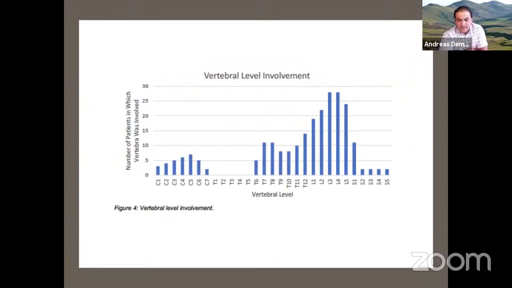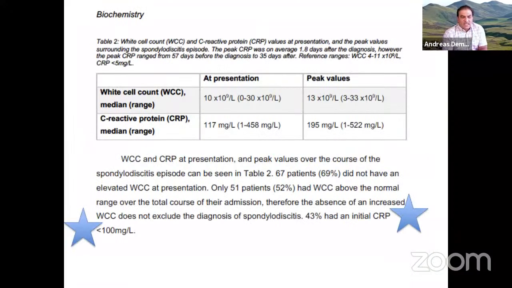Vertebral body involvement, almost everything. I can't explain why T1, 2, 3, 4, 5 were immune, if you like. I don't think there's anything behind that. And similar to our case, the CRP was high in all the cases, both at presentation and taking into account the peak. However, the white cell count wasn't necessarily very high.